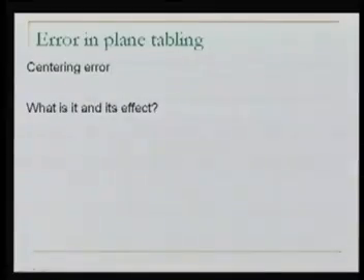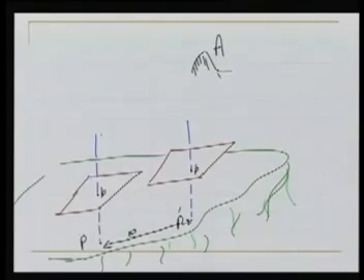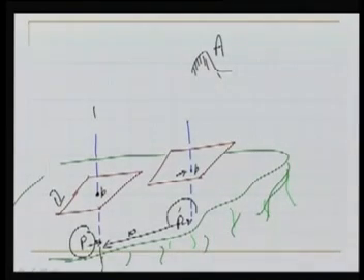Well, the next error is centering error. We'll try to understand what it is and what is its effect. Now what it is, let's look here. If we wanted to put our plane table over a point P on the ground, and if this corresponding small p on the table and the point on the ground are along the same line, our table is correctly centered. However, if this small p is over some other point P dash, it should have been over P, but it is being shifted. So we say miscentering error, or the table has been miscentered.